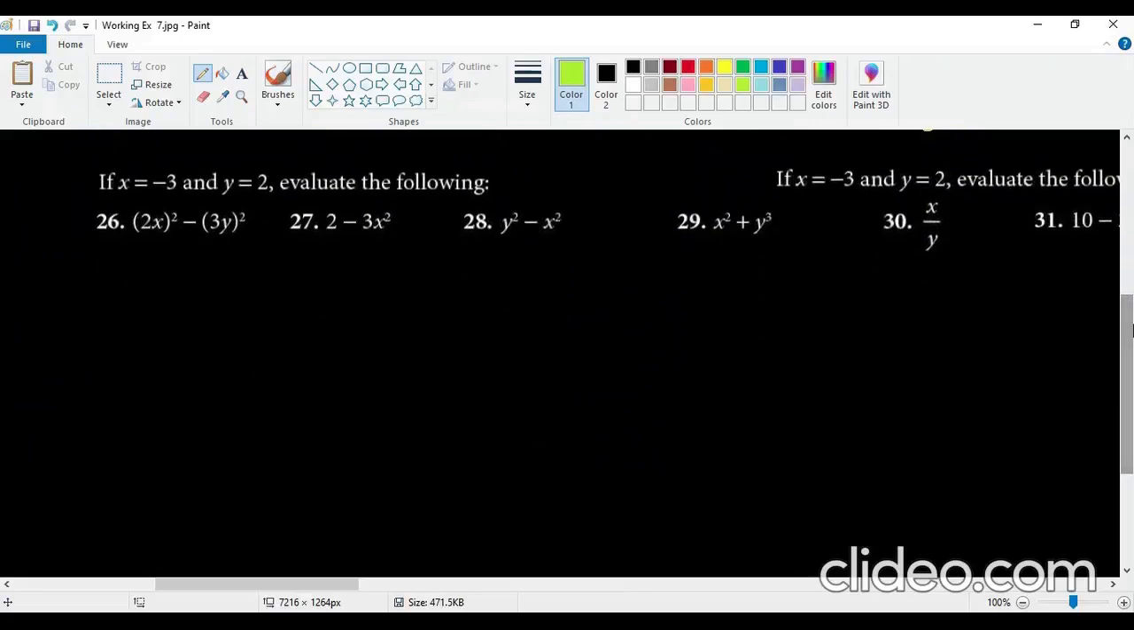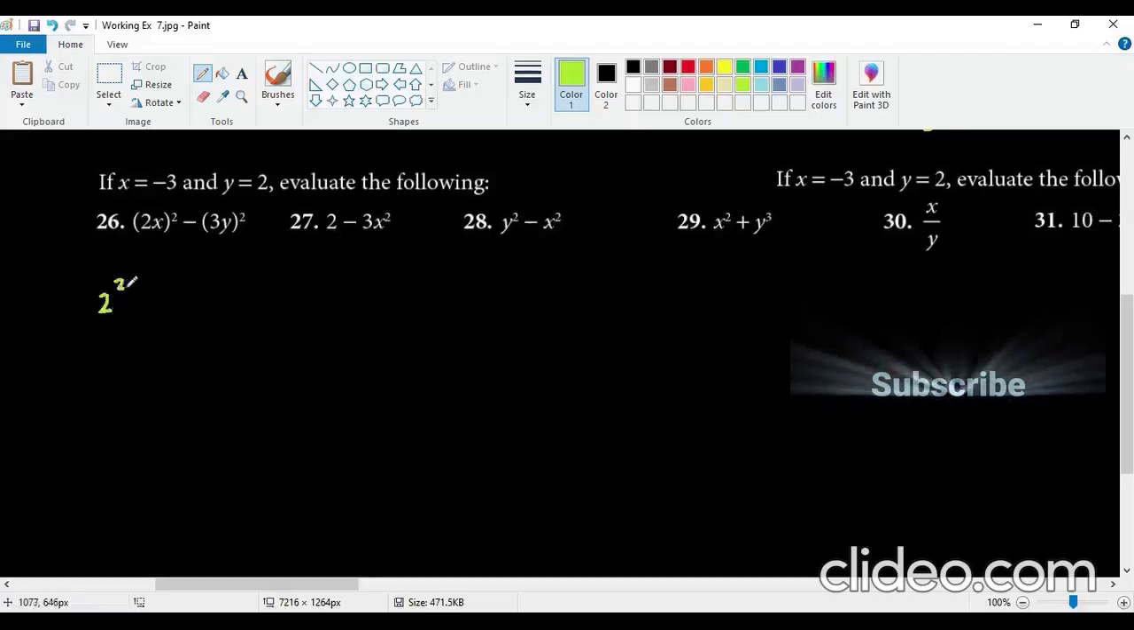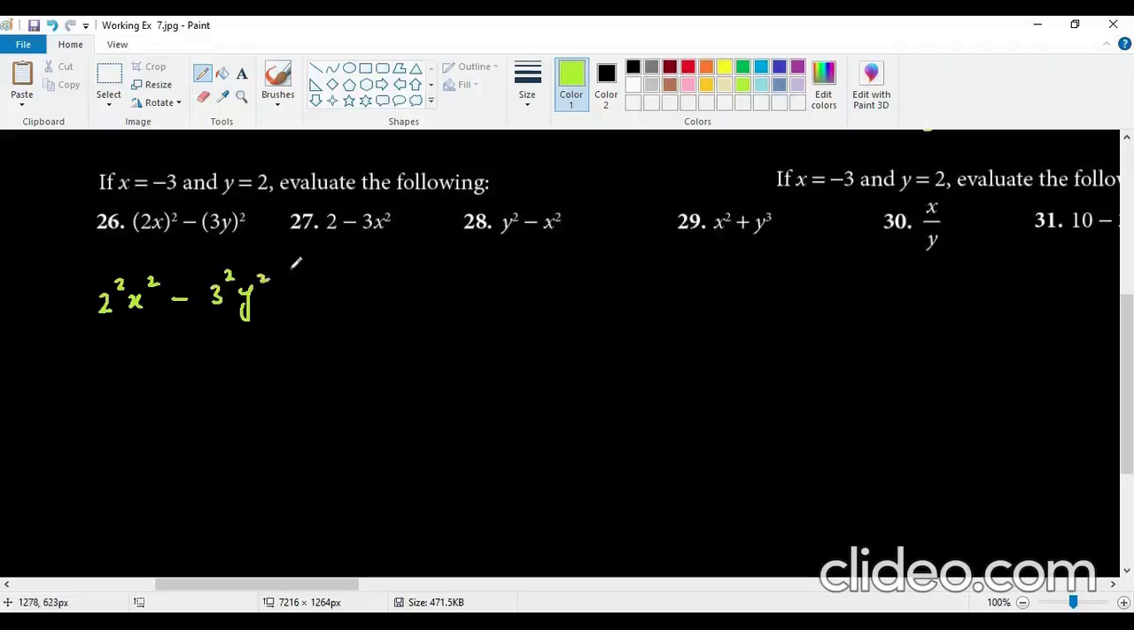Okay, in here it's going to be a double operation, so we have to be very careful with this. Now it says 2x whole square. That means 2 and x both are going to be squared. So I will make this something like this. Simplifying, and 3 square and y also square to make things simple.